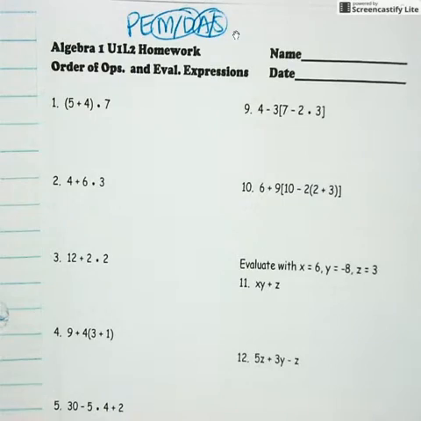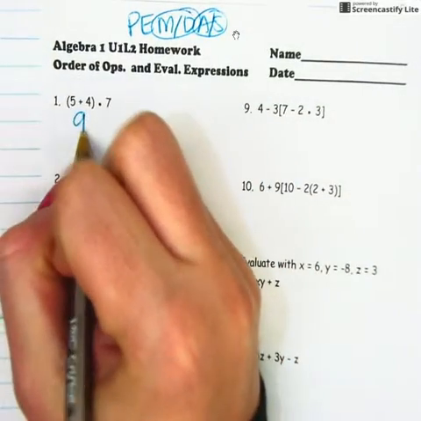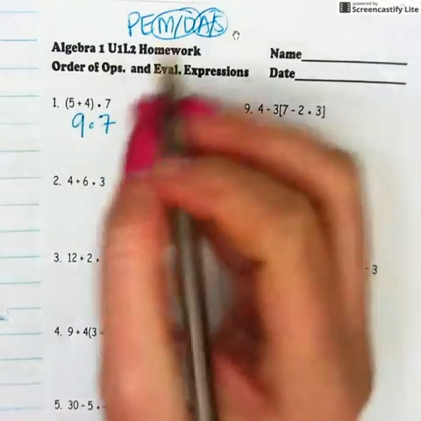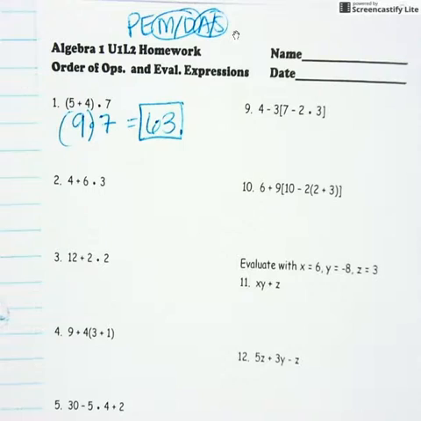Okay, so like for problem number 1, the first thing you're going to do is your parentheses. We're going to add 5 plus 4, which gives us 9. And then you will multiply 9 times 7, which is going to give you 63.